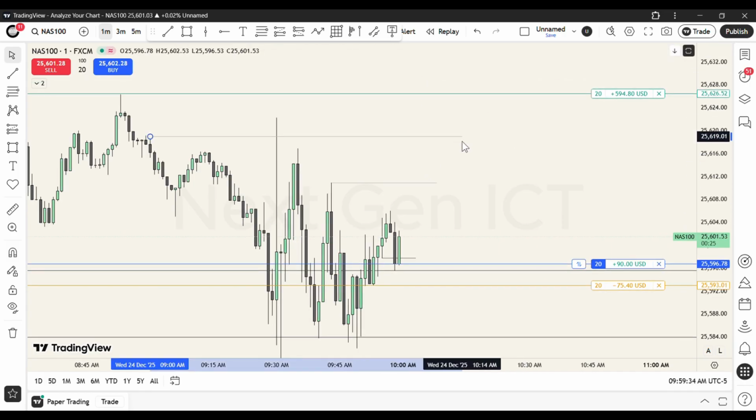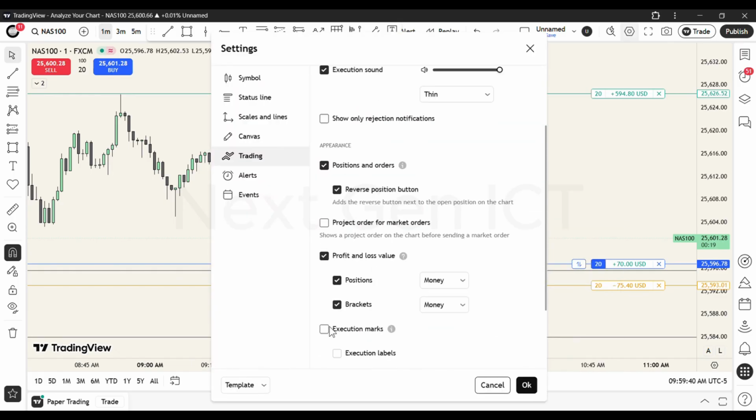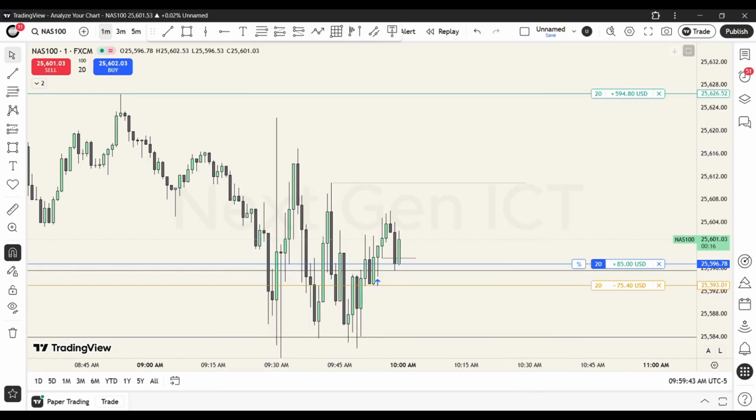Today, along NAS around 10 a.m., you can see I went long on that order block, and I have my stop loss just below that order block. While I was looking at the chart, today's chart was messy, bro. To be honest, it was literally like shit.